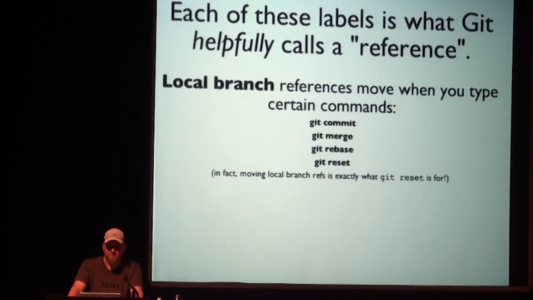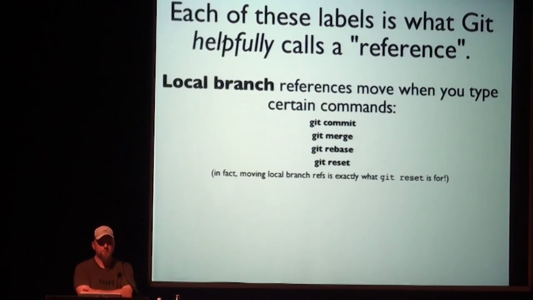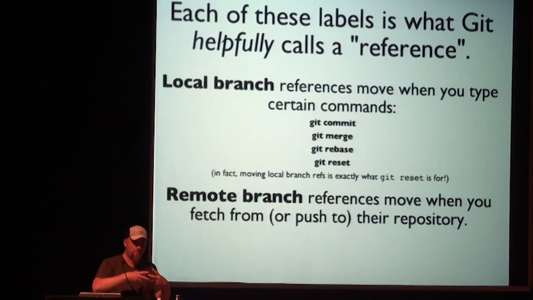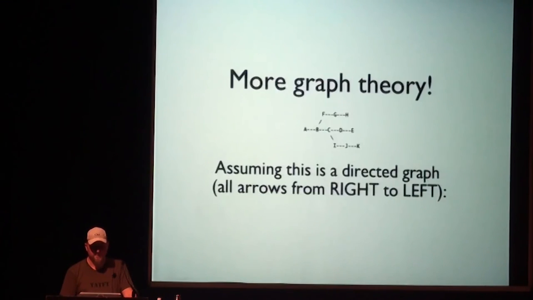Local branch references move around when you do things like git commit and git merge. Remote branch references move when you've done stuff on your local repository and then you type git push. So that's saying, take the state of my world and make the state of that world over there be similar. Tag references don't move at all.